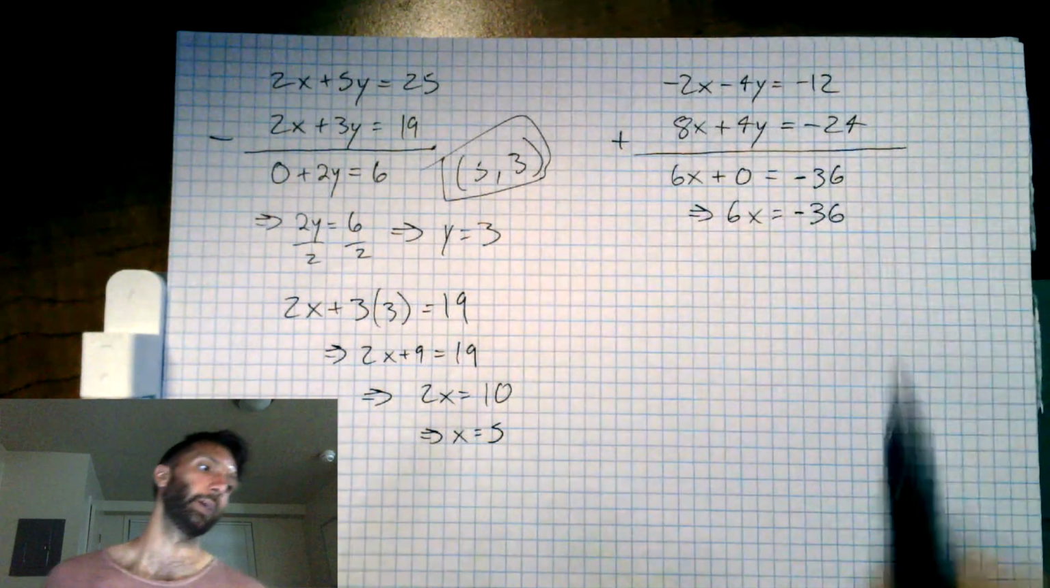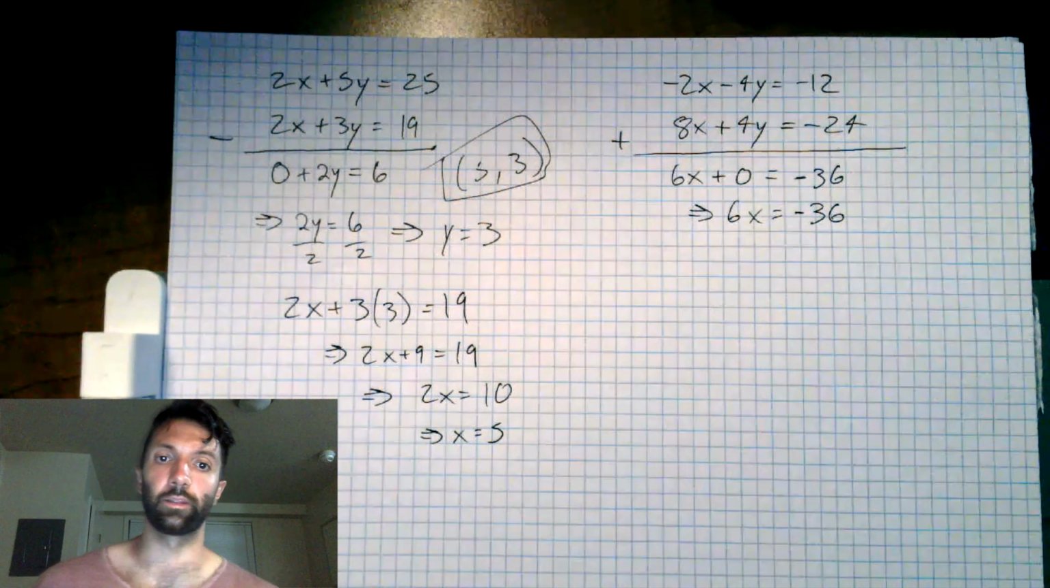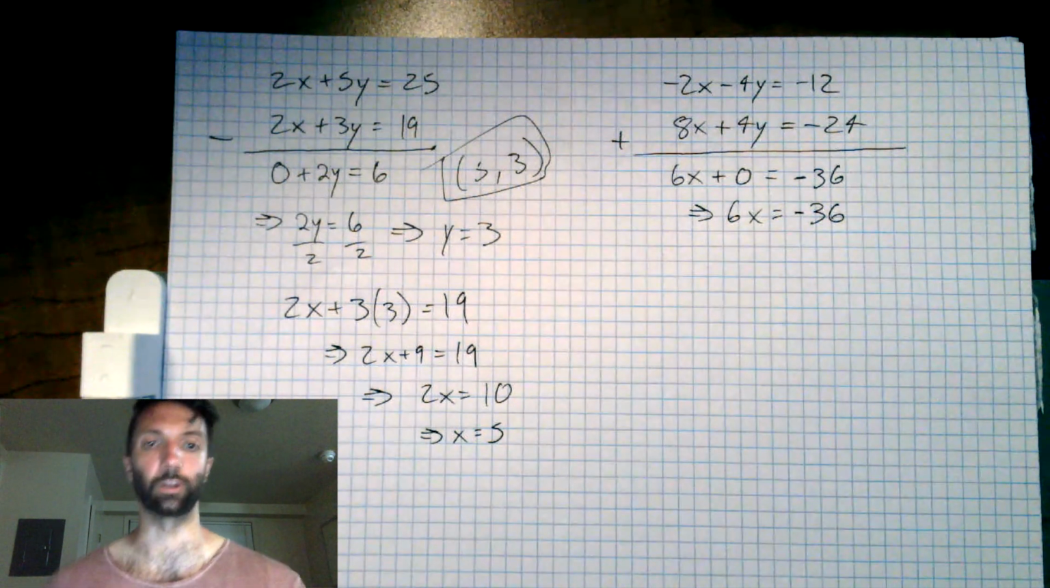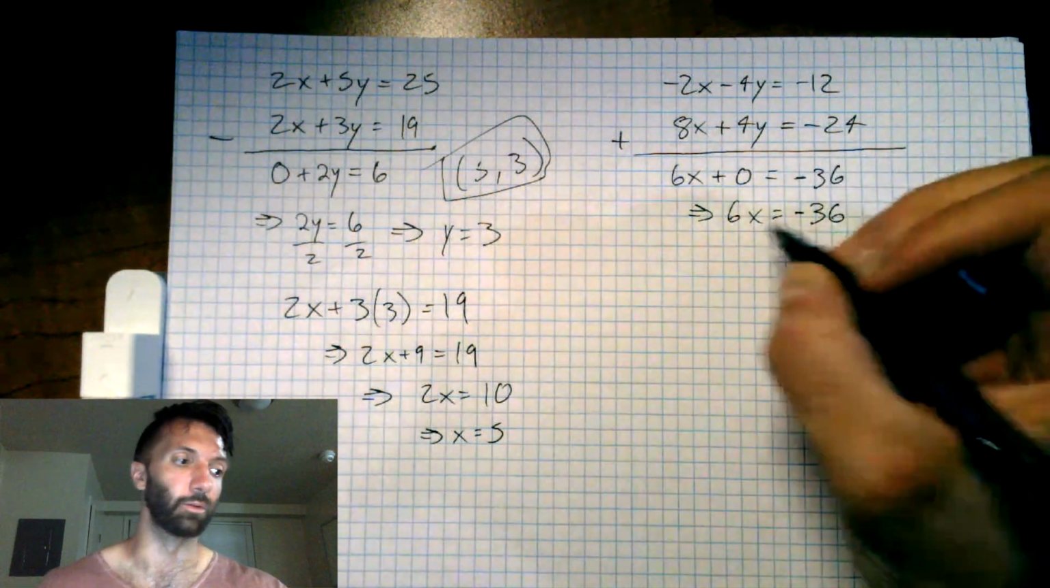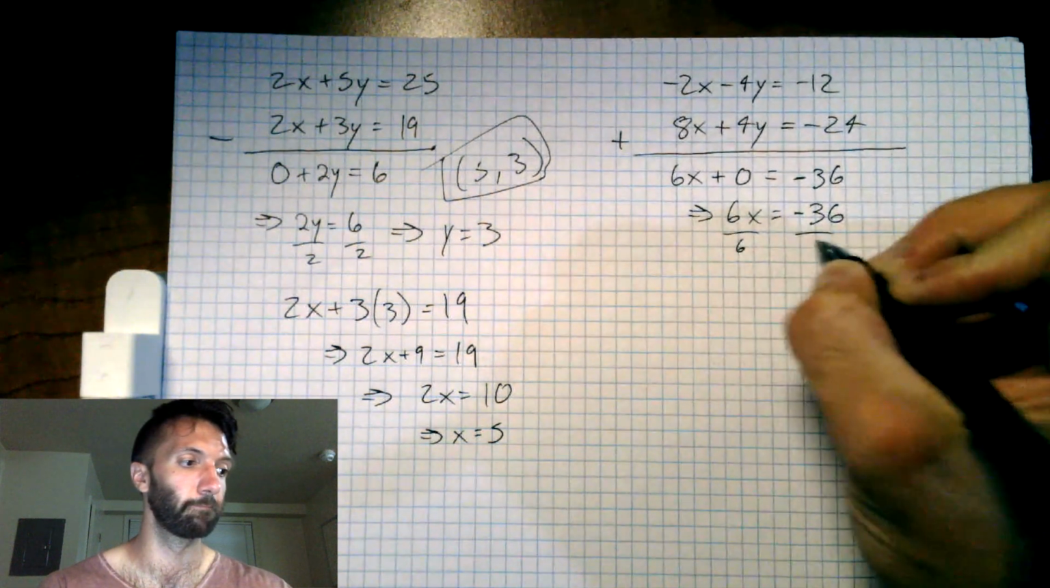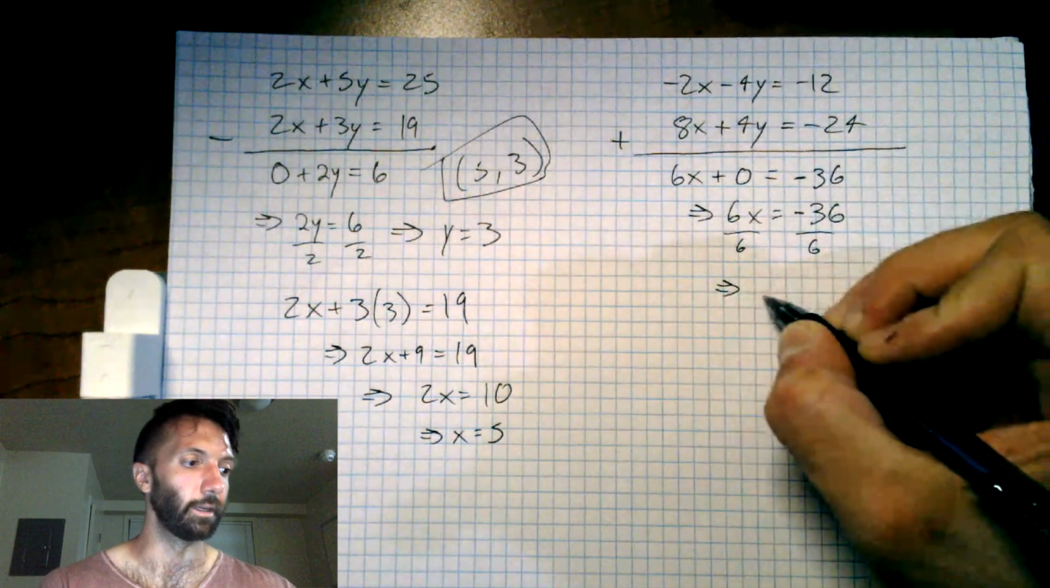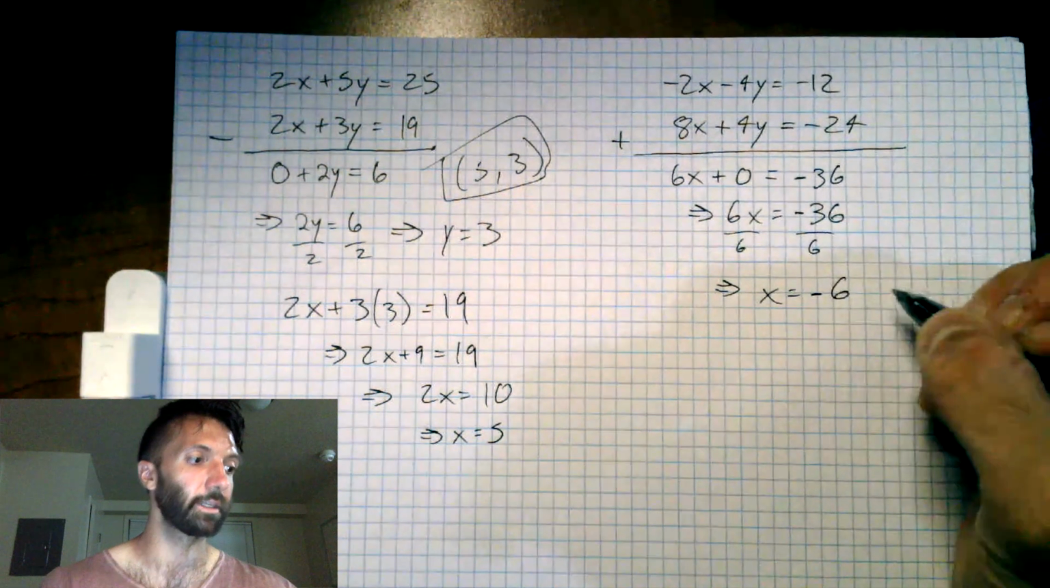All right, and now I have a simple equation that is in one variable that I can solve. So I divide both sides by 6 here, and I see that x is going to equal negative 6.